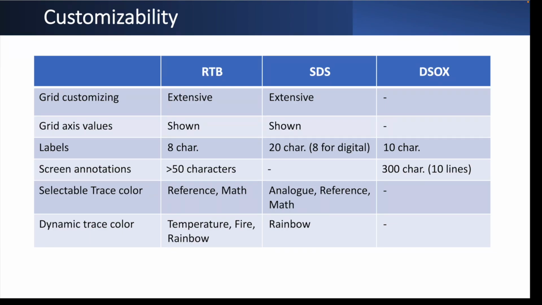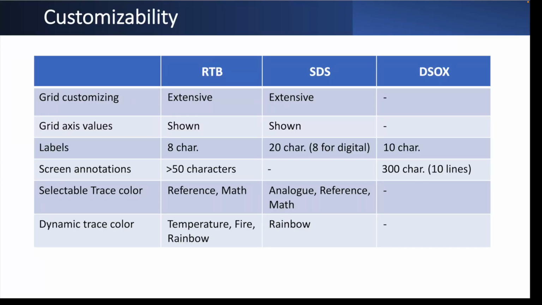All of the devices we're looking at today can show labels for individual traces and also for mask traces and reference traces. They differ a little bit in length, and later we'll see also in the way that they are made and can be shown. The RTB and the DSOX can show screen annotations on the device. The SDS does not support that.